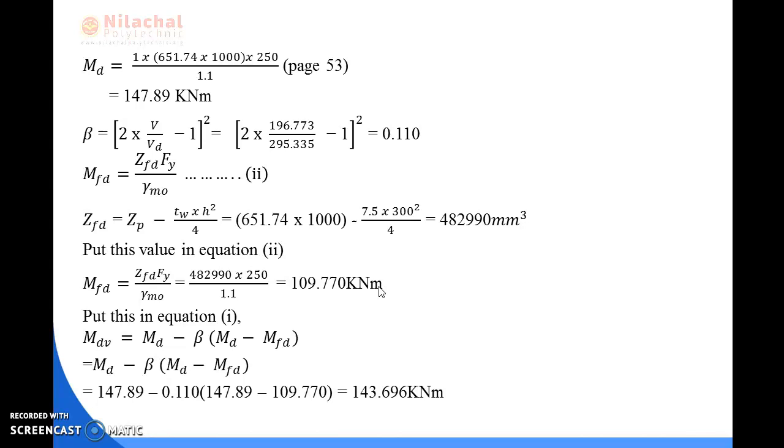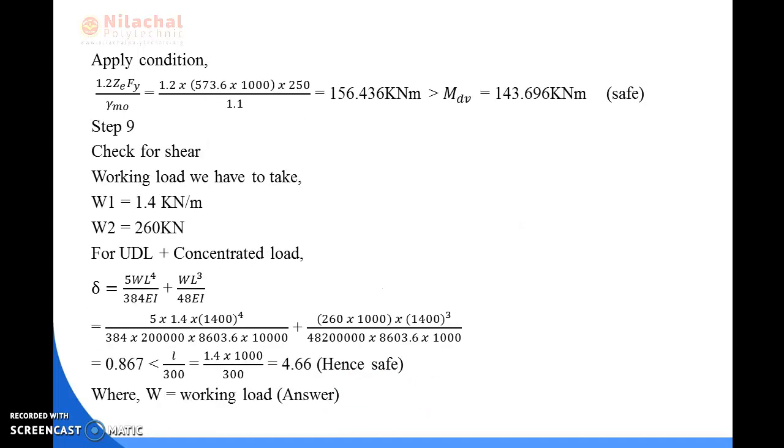So now we have the values of MD, beta and MFD. Now we can put all these values in equation 1, which is MdV. By putting MD, beta and MFD, we got the value of MdV as 143.696 kilonewton meter. Now we have to find out whether the condition is satisfied or not.